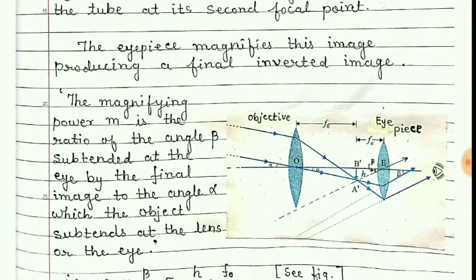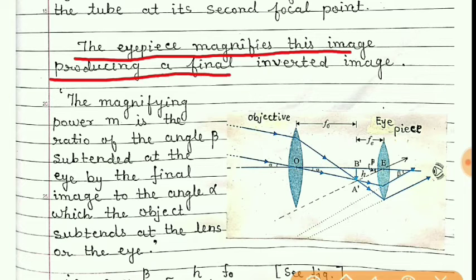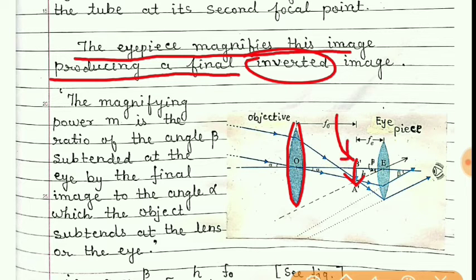Now students, the eyepiece magnifies the image, producing a final image which is inverted. So it is clear that the first image is formed due to the objective. Then this image which is formed serves as an object for this eyepiece. And so the final image is formed, which is inverted as well as virtual.